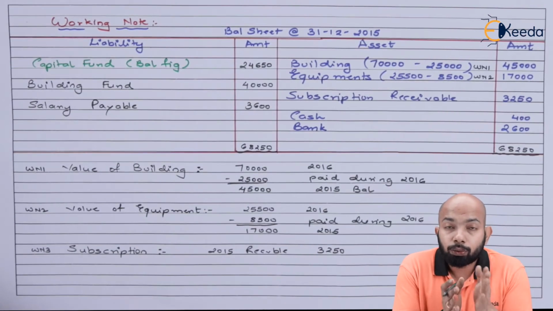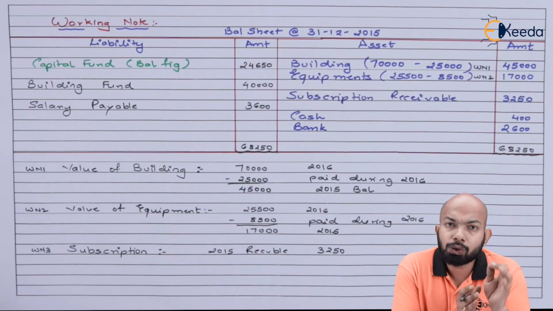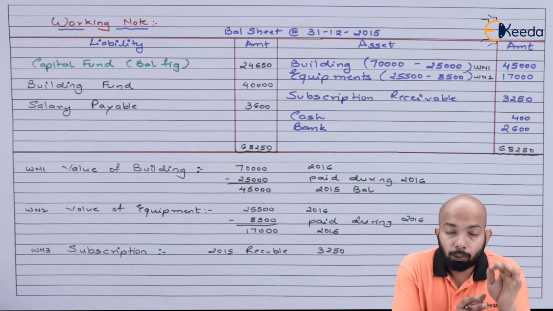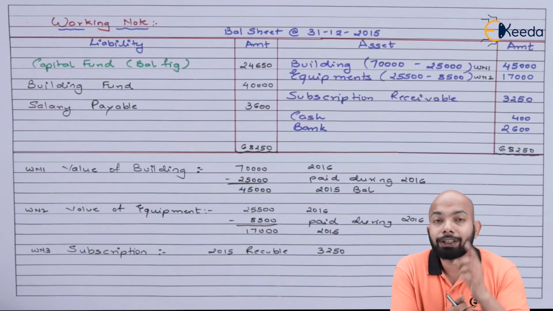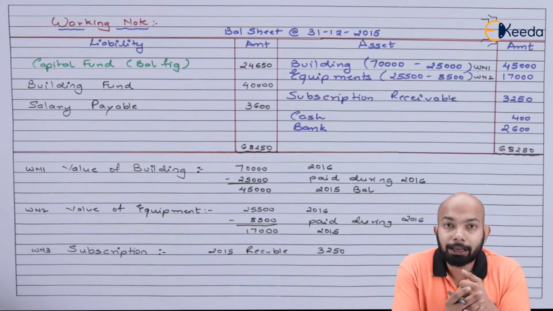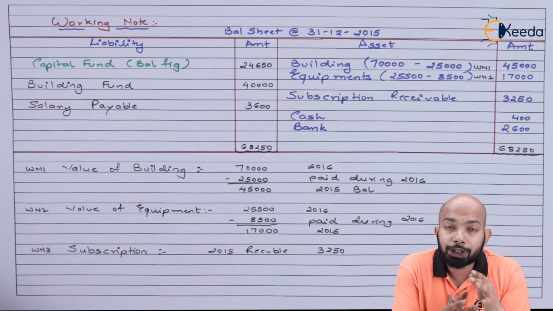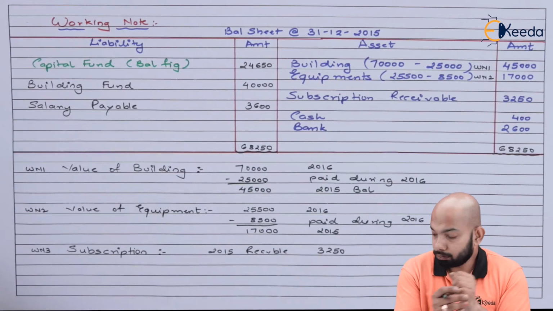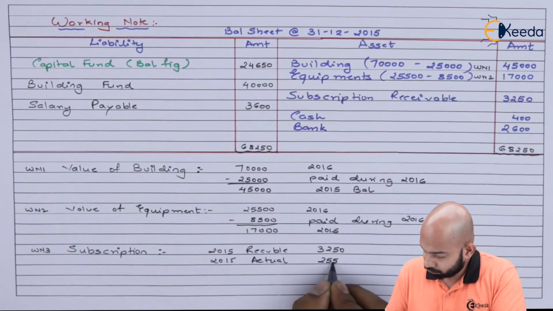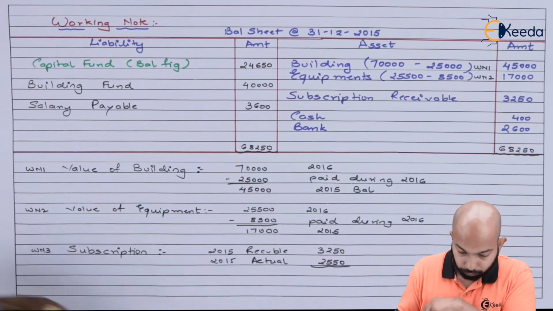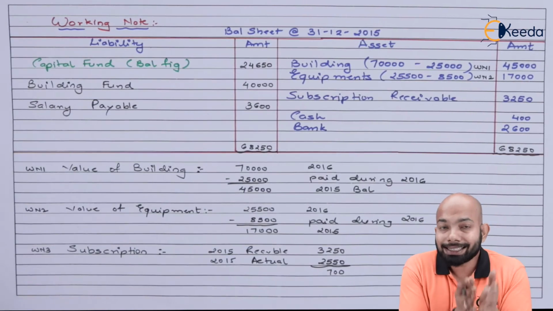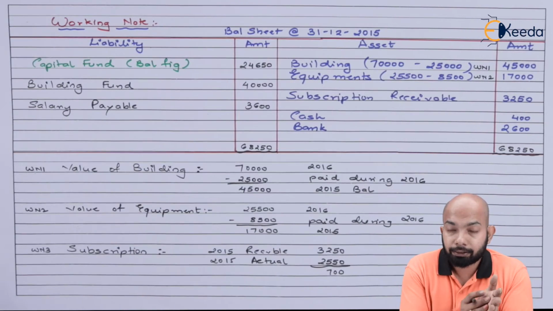But ideally, what was received for 2015 was 2550 itself. That means whatever we have received for the year 2015, as mentioned in the receipts and payments column. So there we have mentioned that for 2015 we have received only 2550. So 700 is still receivable for the year 2015.